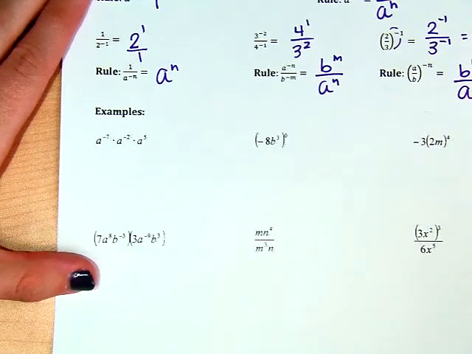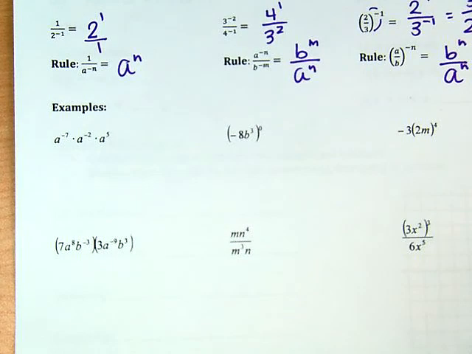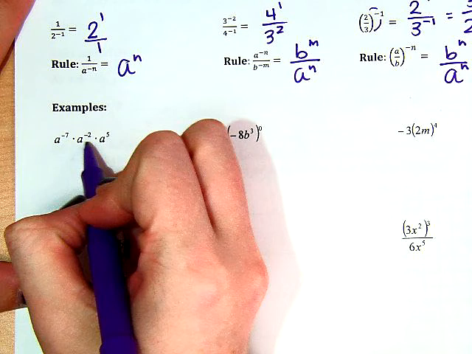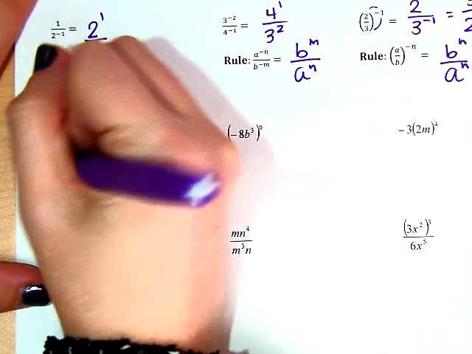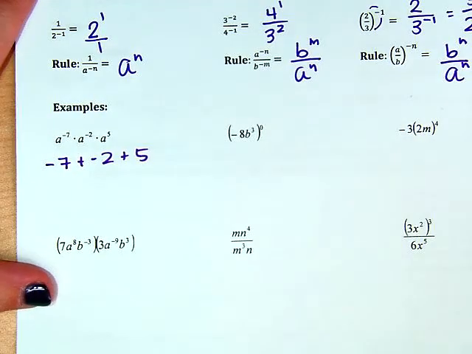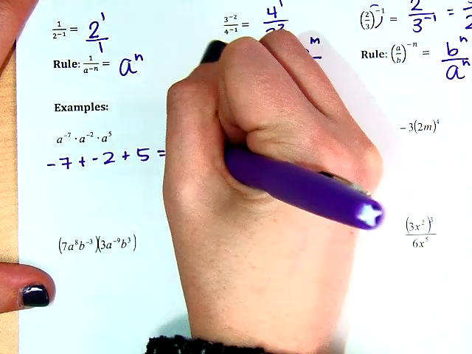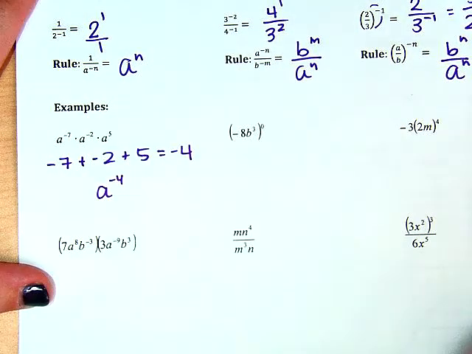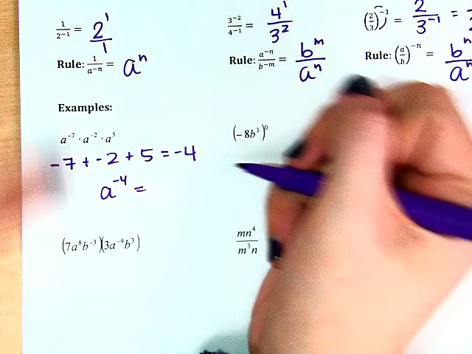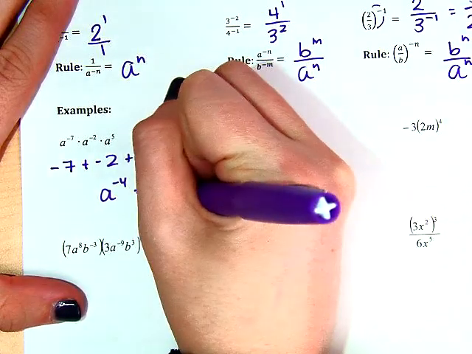Let's do some examples. Okay, we have a to the negative 7, a to the negative 2, a to the 5. We're multiplying these. What do we do when we multiply? We add their exponents. So negative 7 plus negative 2 plus 5 becomes negative 4. So I have a to the negative 4. Since I have a negative exponent, I flip that, and it becomes 1 over a to the 4th.